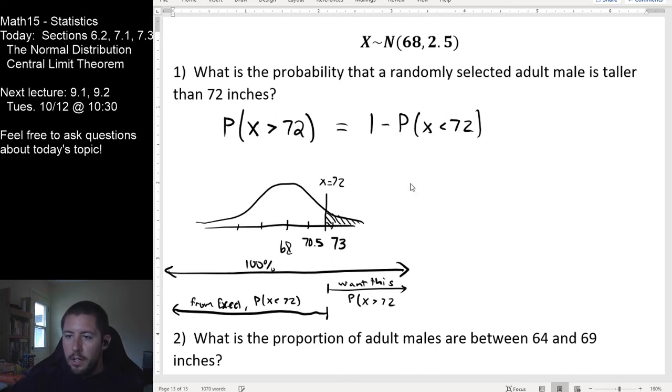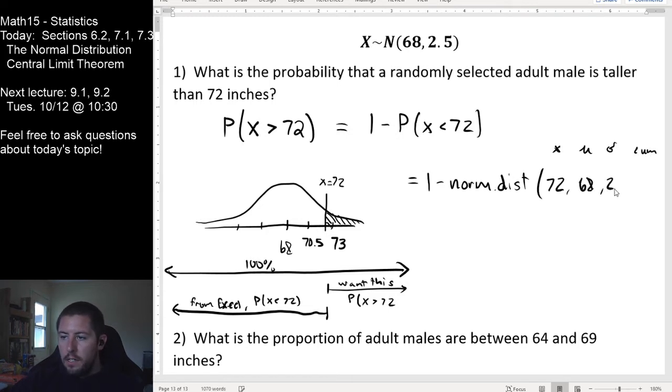So it looks like what I can do then is 1 minus our NORM.DIST. It's always going to want the x value first, then mu and sigma: x, mu, sigma, cumulative. Our average here was 68. Our standard deviation is 2.5, and our cumulative should always be TRUE.